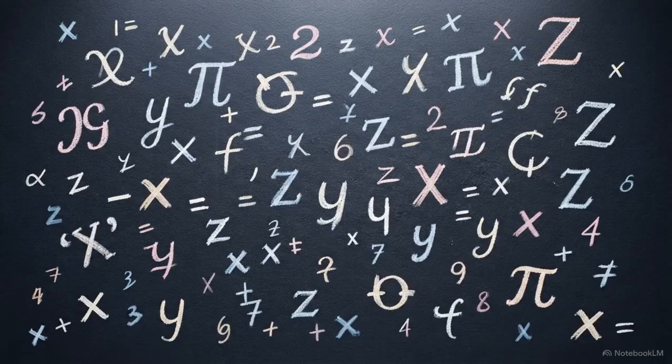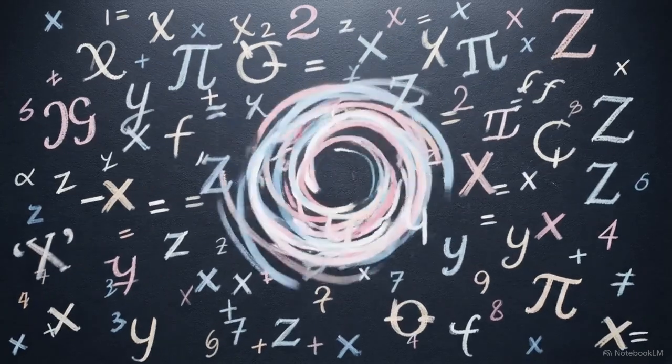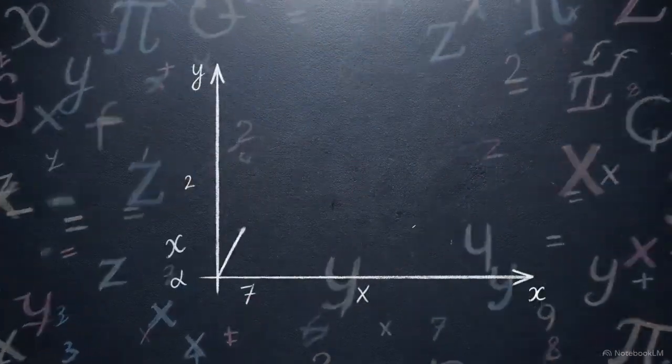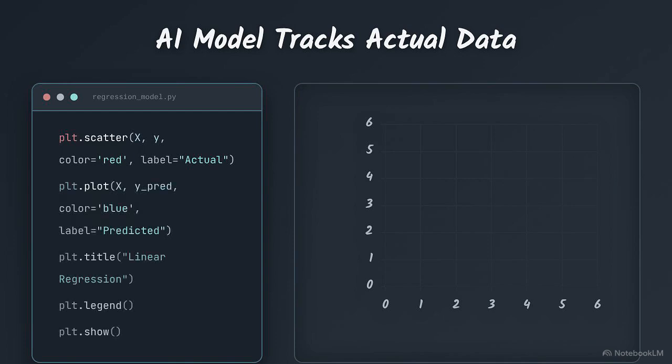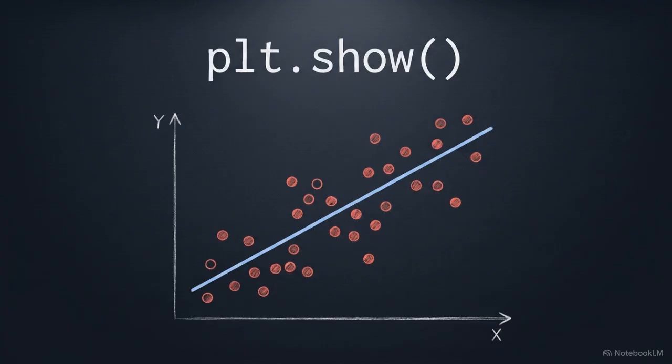Our final technical step is completely transforming all of this abstract math into a highly readable visual chart. Here is the complete visualization code block, written sequentially with perfect indentation. plt.scatter maps your raw dataset as red data points. Then plt.plot draws a continuous blue line representing the AI's predicted trajectory. Finally, the plt.show command compiles these separate instructions into a single graphical output, merging your raw data with the AI's interpretation.